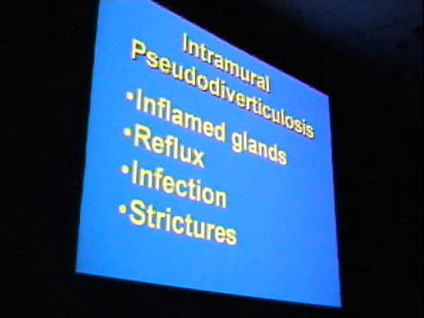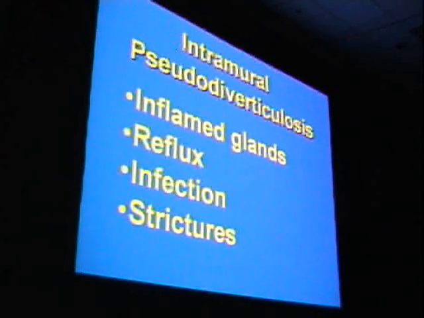Now, intramural pseudodiverticulosis basically are inflamed mucosal glands. Most common thing I've seen them in is reflux. They can also be seen in infection, and they tend to occur in areas where there's narrowing or strictures. And here's a classic example of intramural pseudodiverticuli. These should not be confused with ulcers. You notice they have little teeny narrow necks and rather broad-based bulbous ends. They're very, very characteristic, as I said, in reflux, particularly around areas of narrowing, and you can see them in infection as well.